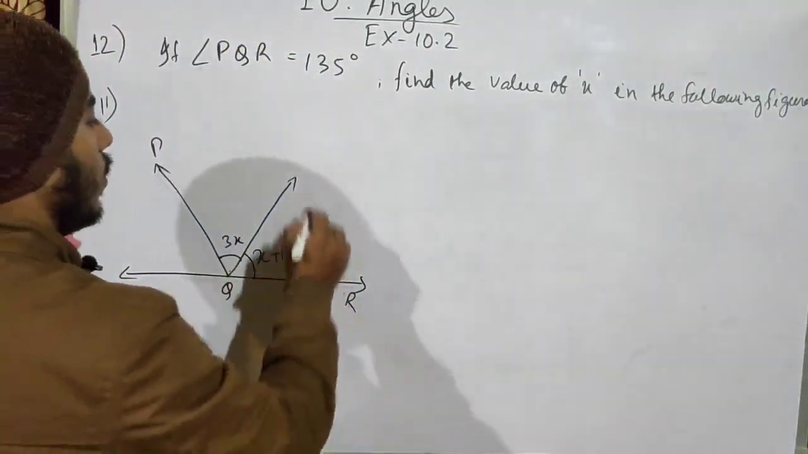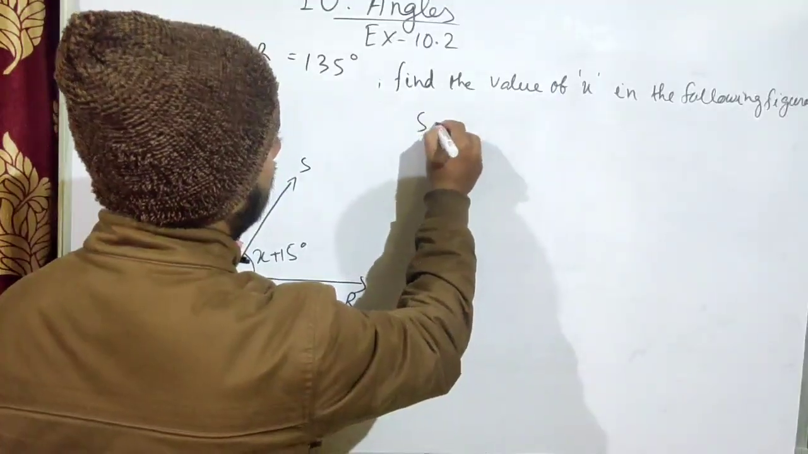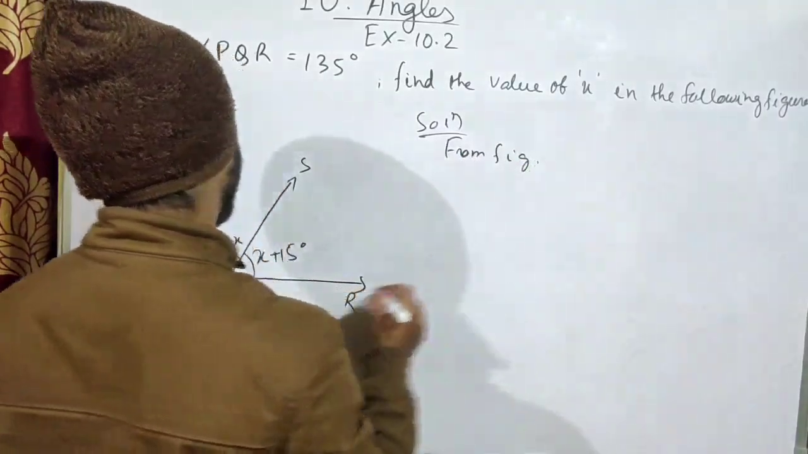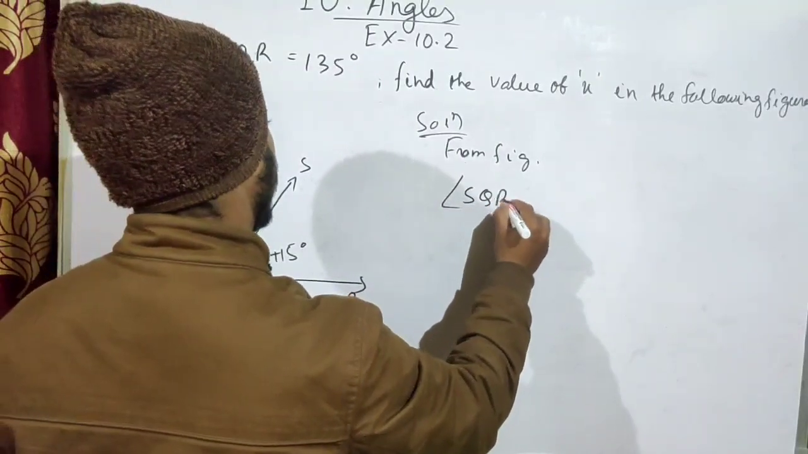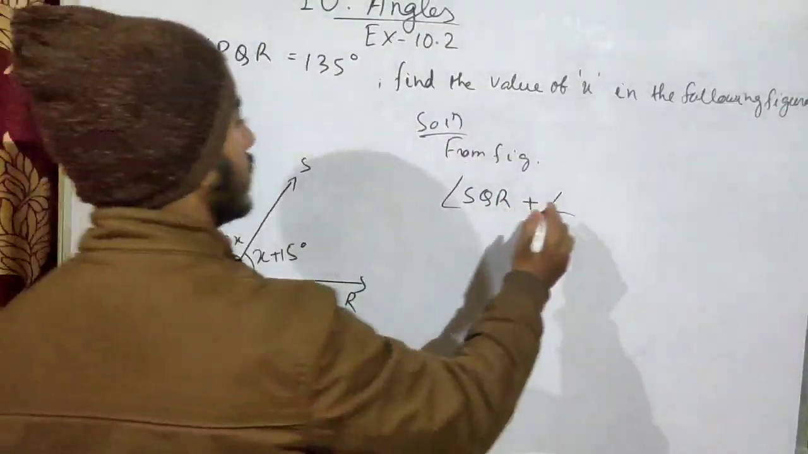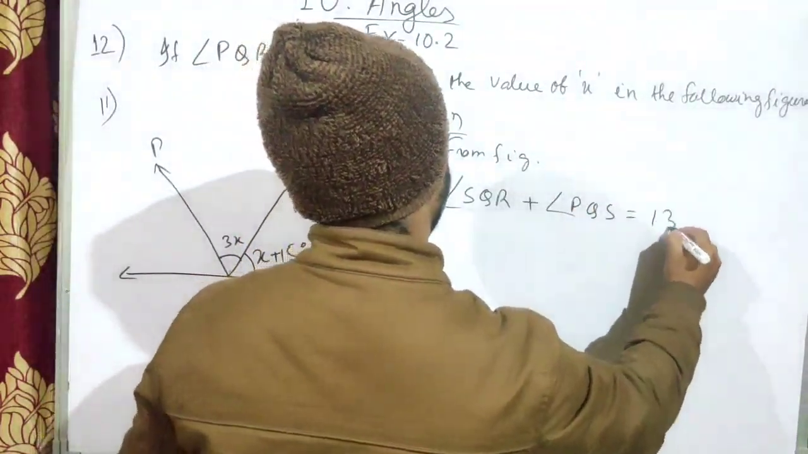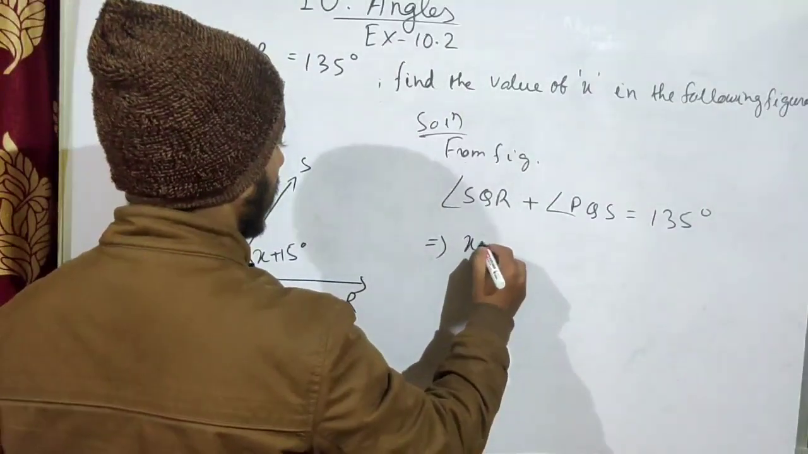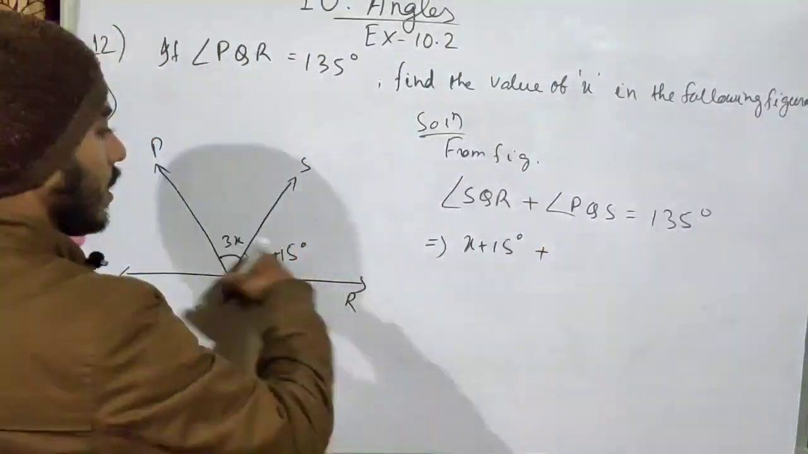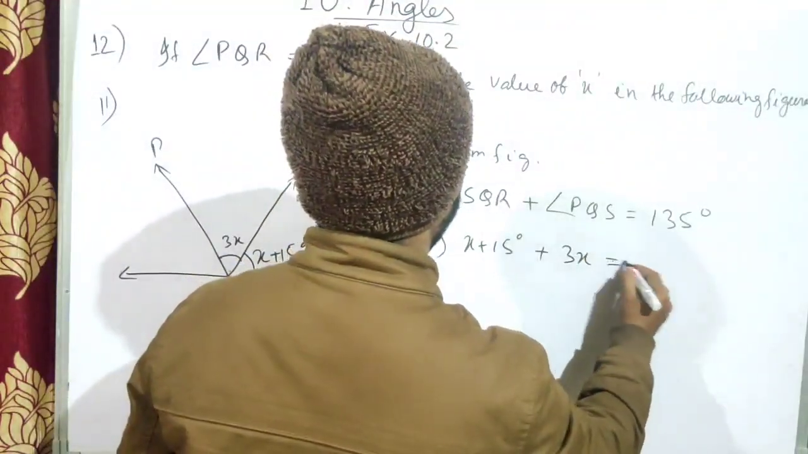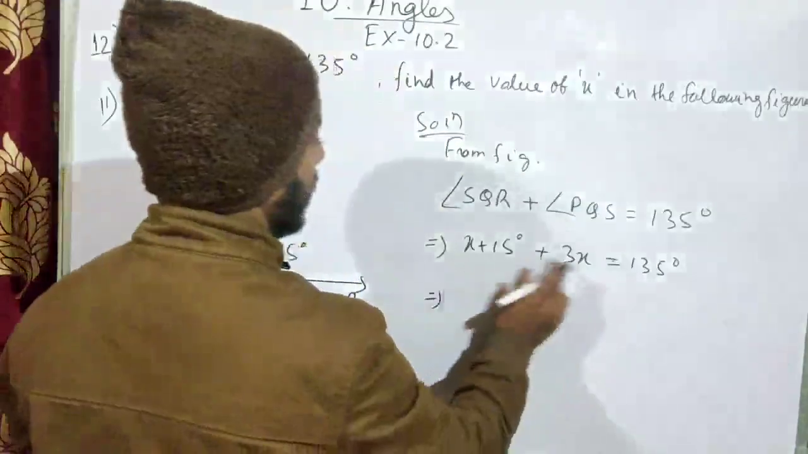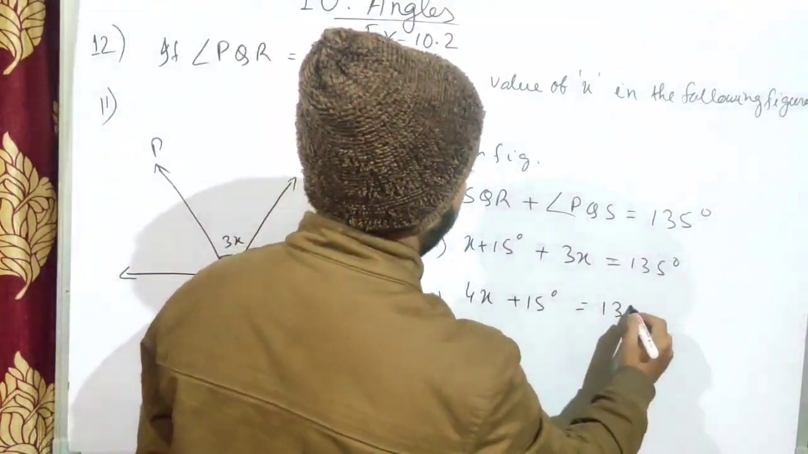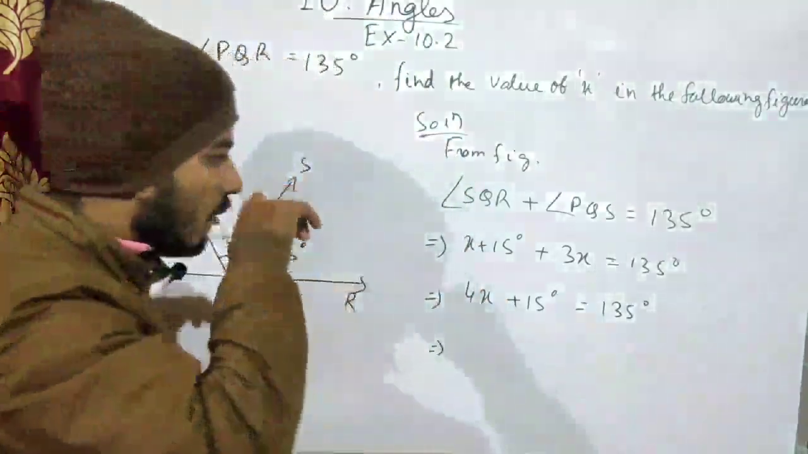Same way we will be adding the angles, so we will be writing the solution. Look at the board. From figure, angle SQR plus angle PQS equals 135 degrees. SQR is x plus 15 degrees, isn't it? Next PQS is 3x. Now x plus 3x is 4x. So 4x plus 15 degrees equals 135 degrees.